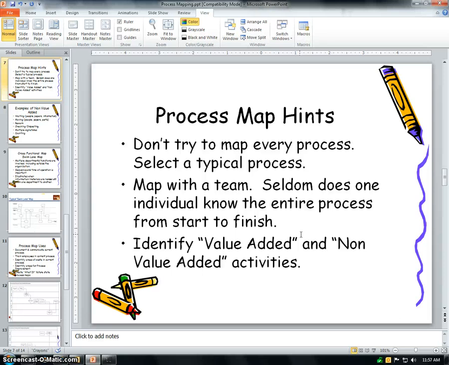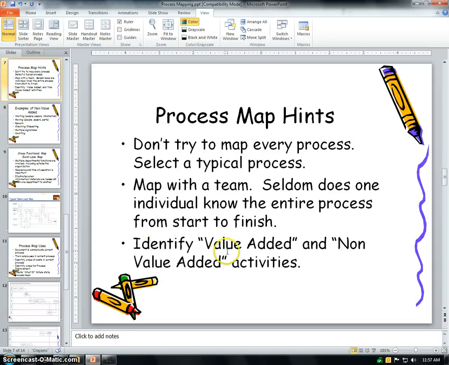You always want to map with the team, because there are so many instances where there's no single person that understands everything that's going on. There's multiple people and multiple departments involved, and you need a group to get together to really go through the process from start to finish so that you have the expert for each step in that process.